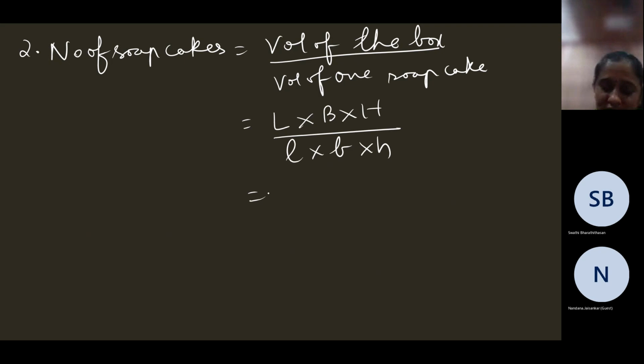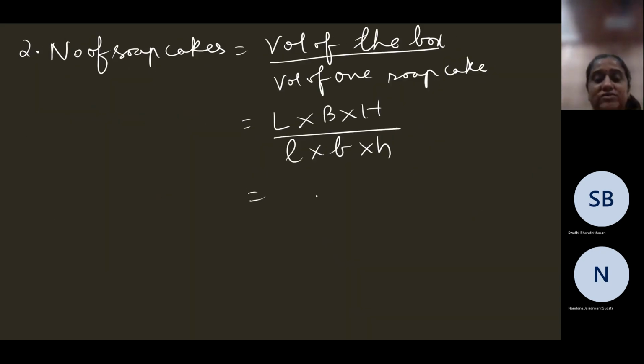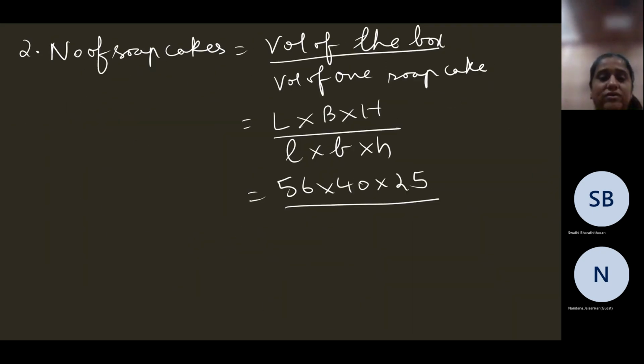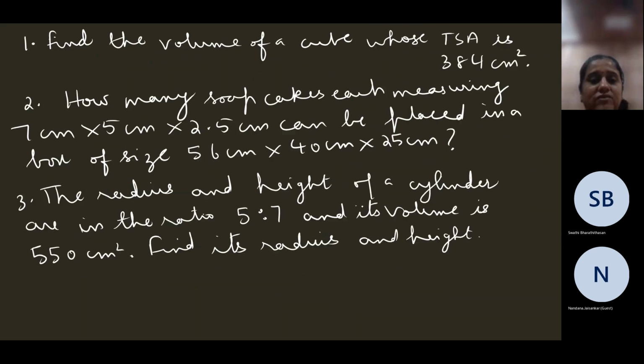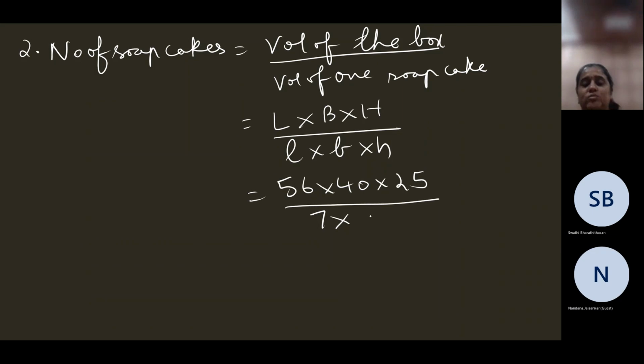Now we have to check if all the dimensions are in the same unit. Centimeter, centimeter, centimeter. Everywhere it is centimeter, so no problem with the units. Now, L, B, H is 56, 40, 25, divided by 7, 5, 2.5. L is 7, B is 5, and H is 2.5.